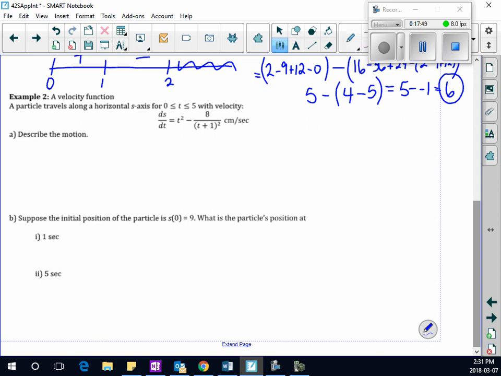A particle travels along a horizontal s-axis from 0 to 5 with velocity ds/dt equals t squared minus 8 over (t plus 1) squared centimeters per second. Describe the motion. So this is a calculator question. So let's graph it. Yeah, ds/dt is velocity, right? Okay, just making sure everybody's up to speed there.